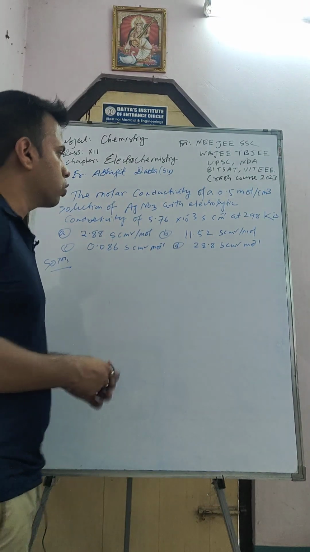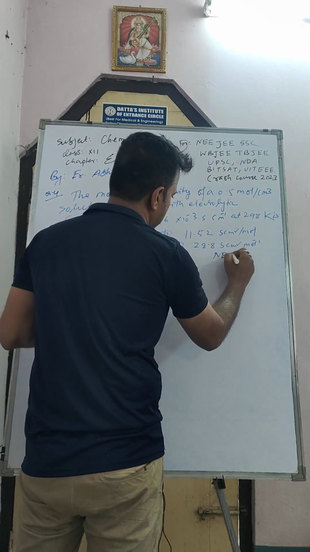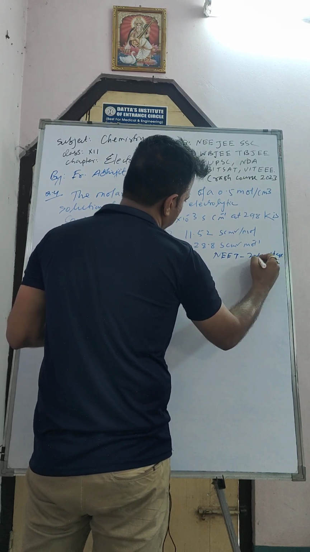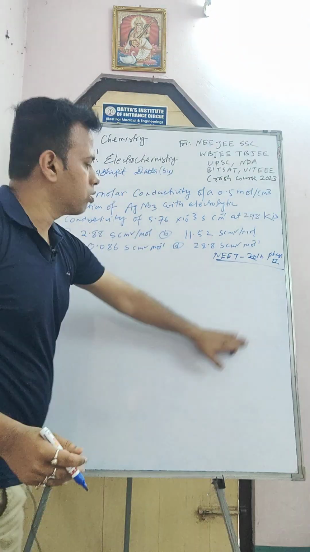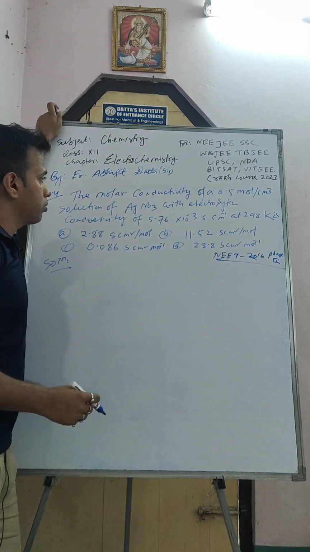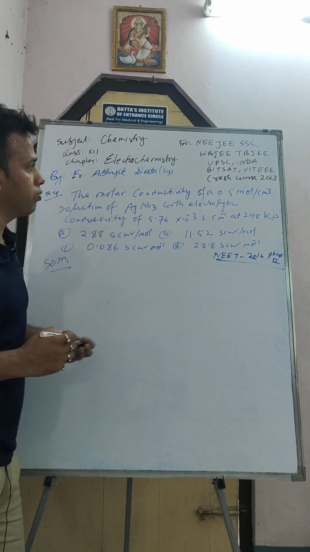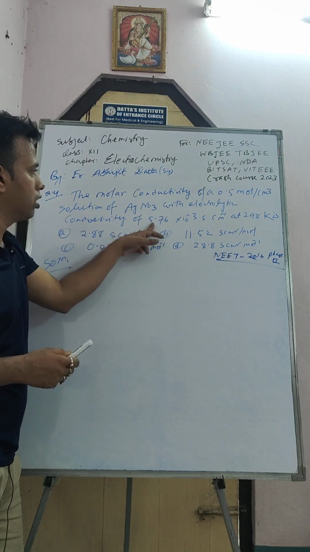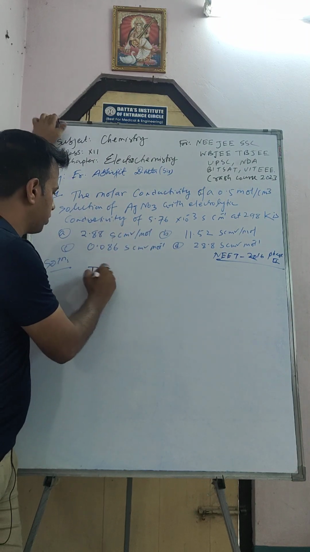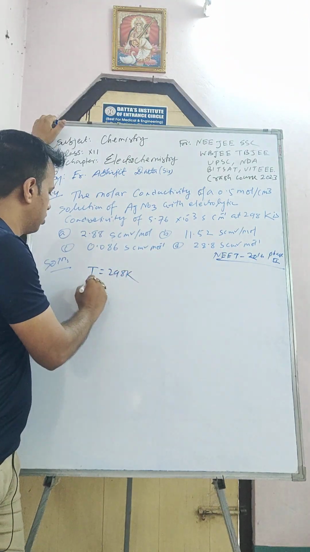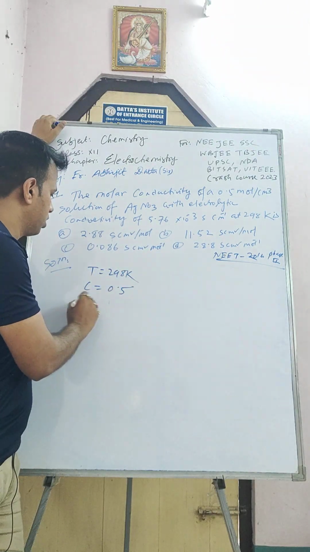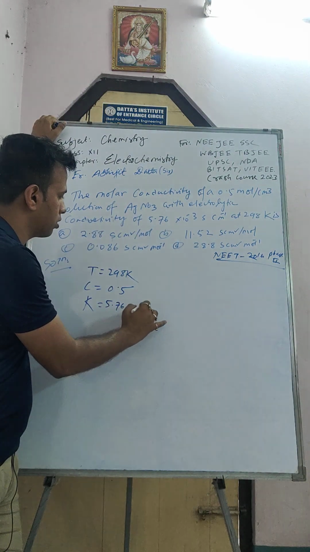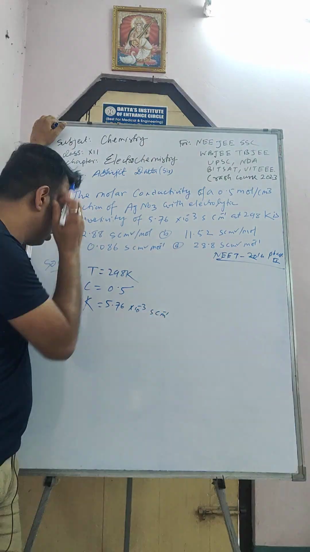So our next question came in NEET 2016 phase 2. The question is: the molar conductivity of a 0.5 mole per litre solution of AgNO3 with electrolytic conductivity K of 5.76 into 10 to the power minus 3 ohm minus 1 centimeter minus 1 at 298 Kelvin. The temperature is given as 298 Kelvin and the concentration is 0.5.